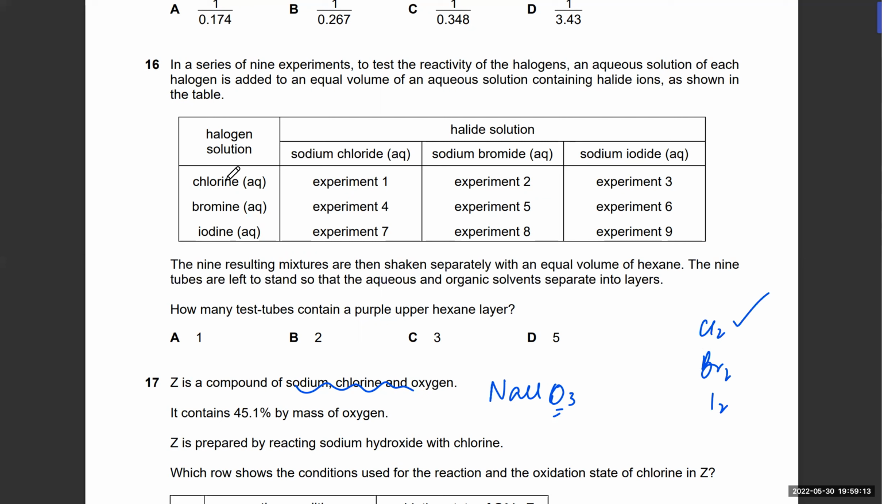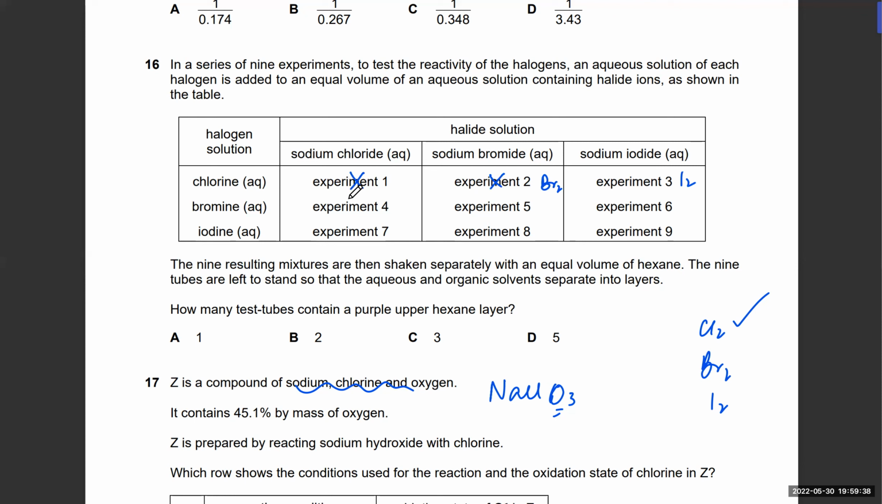So first, we're going to do this first one. There's not going to be any reaction in the first one because Cl2 with NaCl, no reaction. Cl2 with NaBr, will there be displacement? Yes. The more reactive displaces, so we'll get Br2 in this one. And Cl2 with NaI, there will be displacement and iodine will get displaced, right?